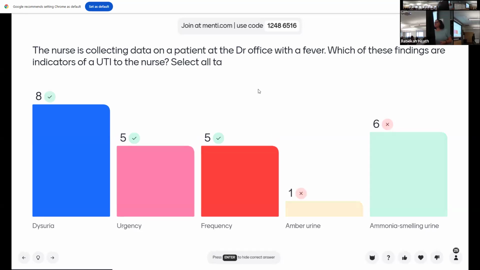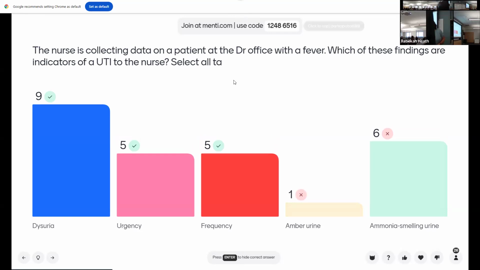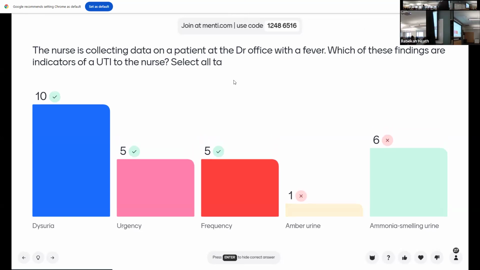There we go. All right, so let's talk about the correct answers. So dysuria, what does dysuria mean? Difficult, painful, something wrong is happening with the urine. Yes, that's a sign of a UTI.